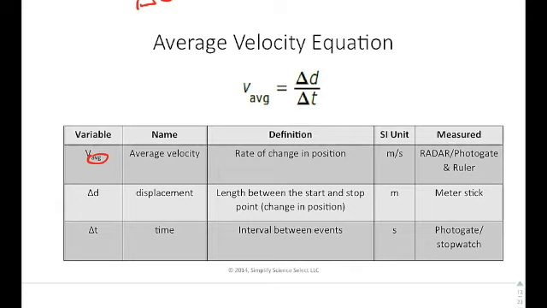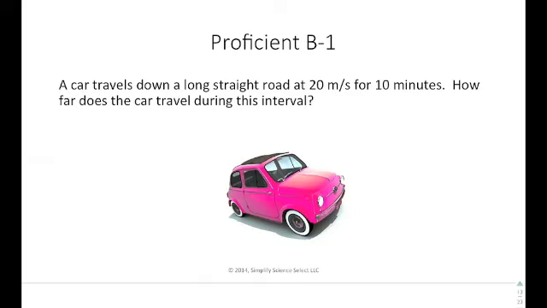There's lots of different ways you can measure it, and you're really measuring it kind of indirectly. Displacement is delta D, and it's the difference between the final and the initial points. You measure it with a meter stick, and then time is measured with a photo gate or a stopwatch, and it's measured in seconds.